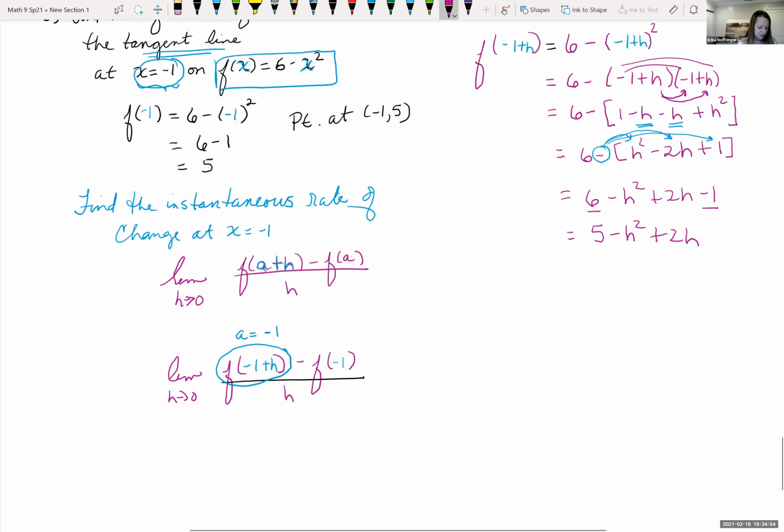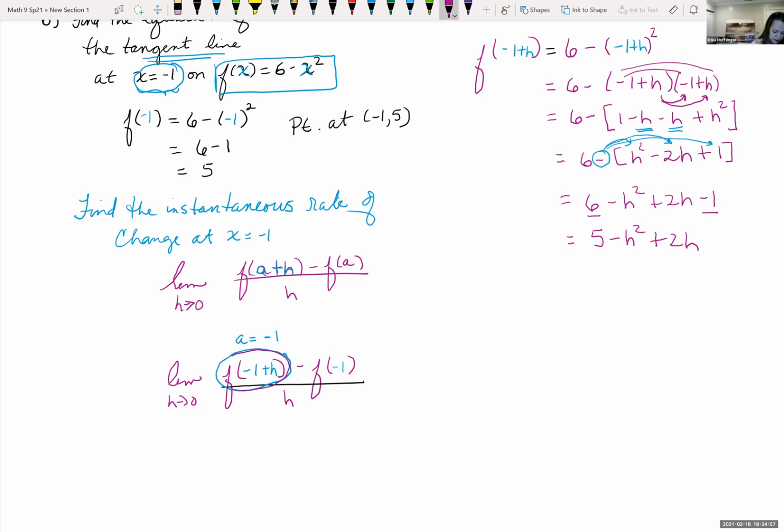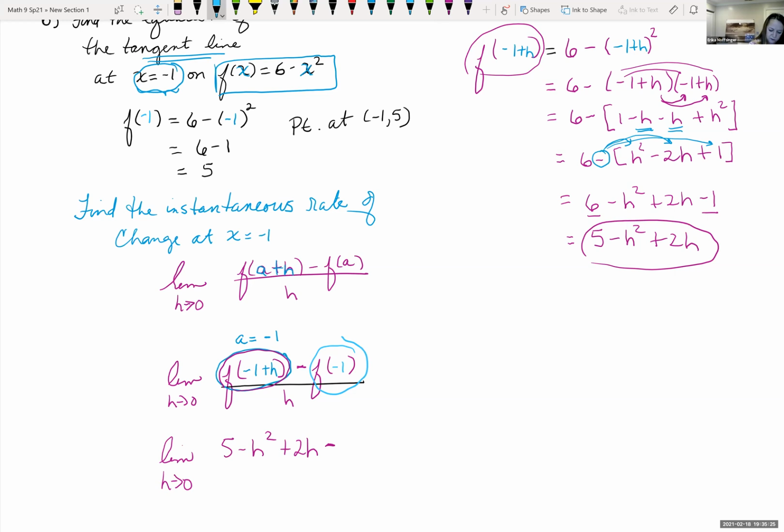Okay, so from there, let's maybe put that piece into our limit. So we have the limit as h approaches 0. We just found that f of -1 plus h, let's rewrite that up here with 5 minus h squared plus 2h. Now let's do the next piece. And then we're going to have a minus. So I'm going to put a minus here. And now let's look at what is f of -1.